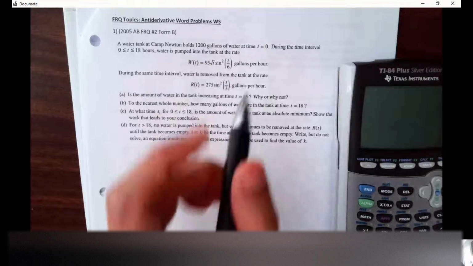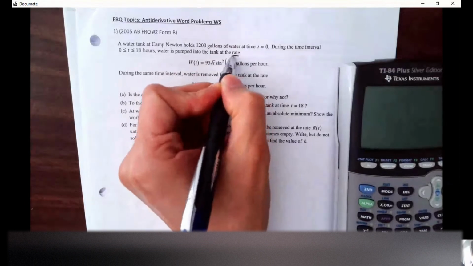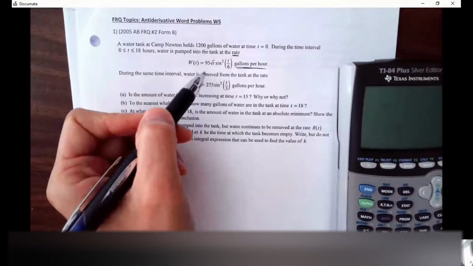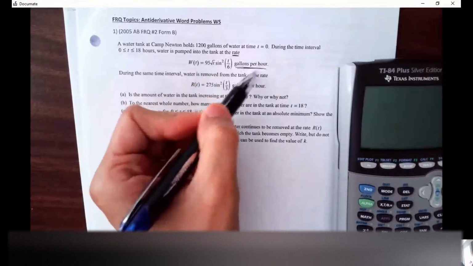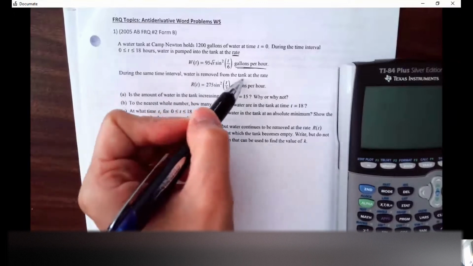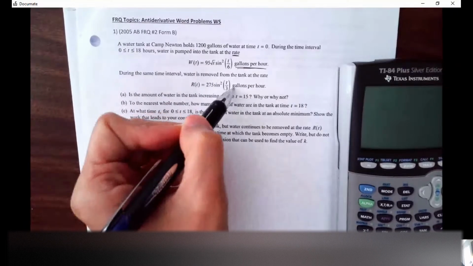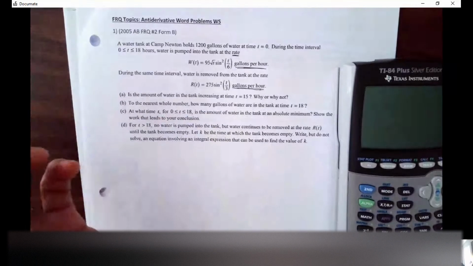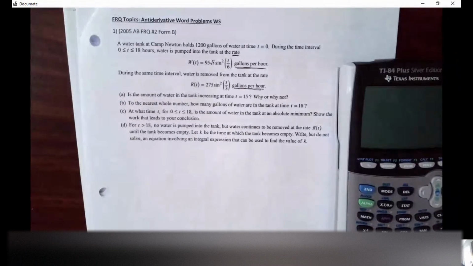So the rate is given here. Keep in mind that this is a rate. This formula is not going to tell us the amount of water in the tank at a moment in time. It's going to tell us the rate at which it's entering into the tank. During the same time interval, water is removed from the tank at a rate of R of t, also gallons per hour.